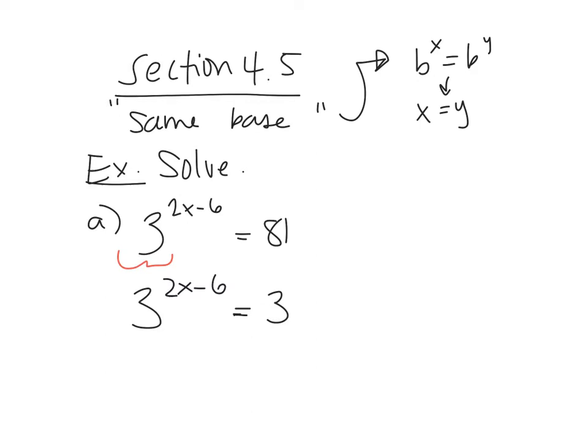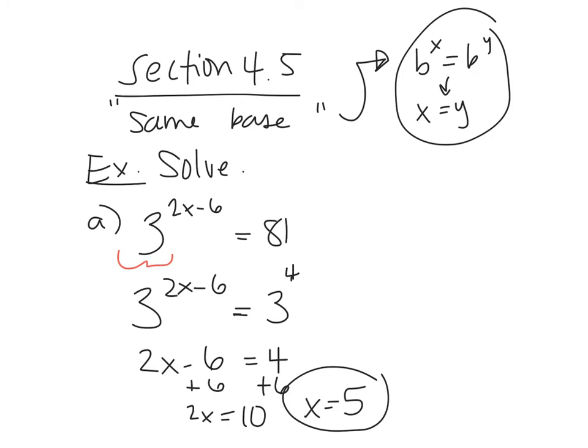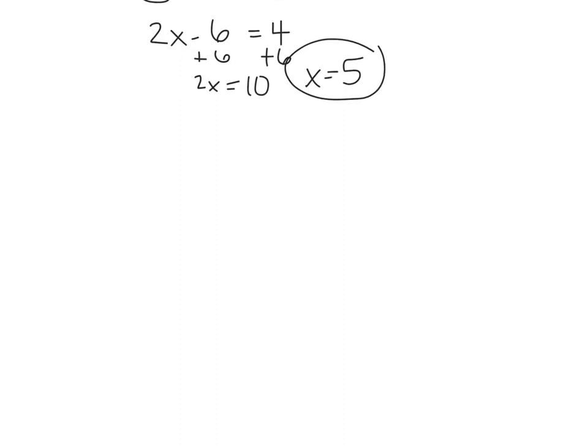Well, let's see. I think it's 3 to the 4th power, yeah? So 3 to the 4th here. And so now that they have the same base, I can just set their exponents equal to each other and solve for x because of this one-to-one property over here. So now I'm just going to solve for x. And so I get 2x equals 10, and so x equals 5. Okay, so like I said, my goal is to get the same base. So let's do another example here.